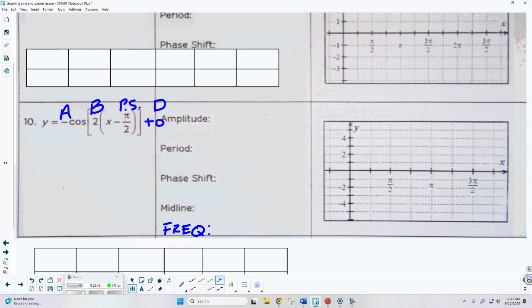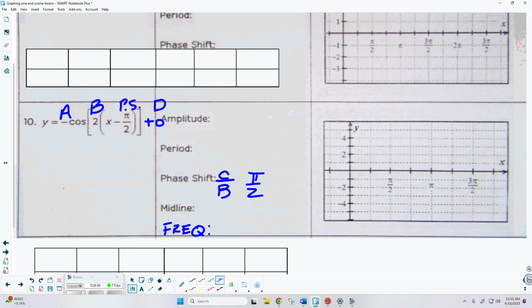Now, when it comes to the characteristics, the phase shift, I want you to give me 2 things. How far are we moving horizontally, and what direction? So I know that I'm moving pi over 2 units. Remember, the expression is C over B, but we're moving pi over 2. Is this right or left?